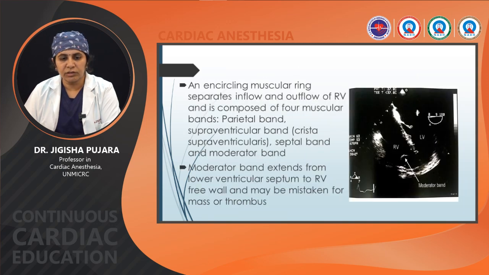An encircling muscle ring separates inflow and outflow of the RV and is composed of four muscular bands: parietal band, supraventricular band, which is the crista supraventricularis, septal band and the moderator band. You can see these in this figure. The moderator band extends from the lower ventricular septum to the RV free wall and may be mistaken for a mass or a thrombus.